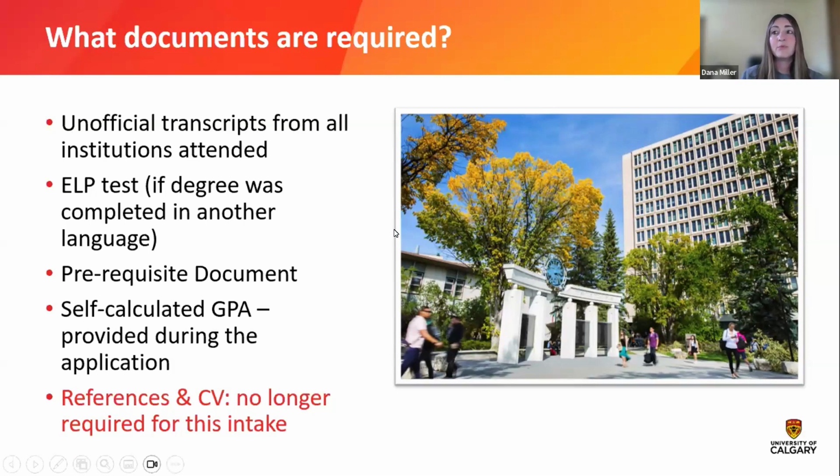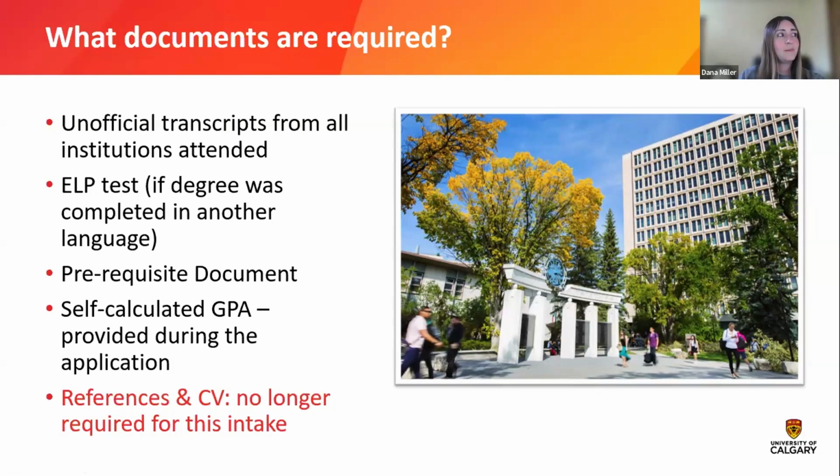You will also need a prerequisite document. And on the next slide, I'm going to go over this in detail so you know exactly what's needed. And then you'll also need to upload a self-calculated GPA worksheet. This worksheet is actually provided during the application. So we'll go over that as well, and I'll show you an example of how to fill that out. And I've just added a note here at the bottom that references and a CV are no longer required for this intake. So there's no need to fill out any information for that or upload those.